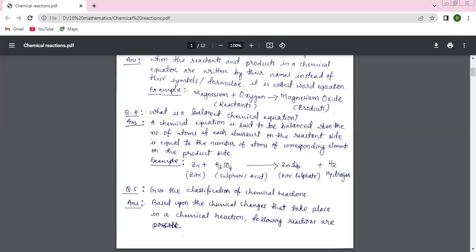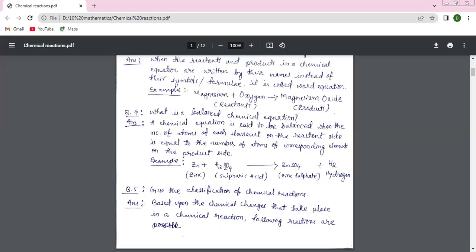So this is an example of a balanced equation because the number of atoms of the different elements on the reactant side should be equal to the number of atoms on the product side. For example, on the reactant side, zinc has one atom. On the product side, zinc is one atom, so it is equal. And hydrogen, here two atoms are there, and here also two hydrogen atoms are there, so they are also equal.